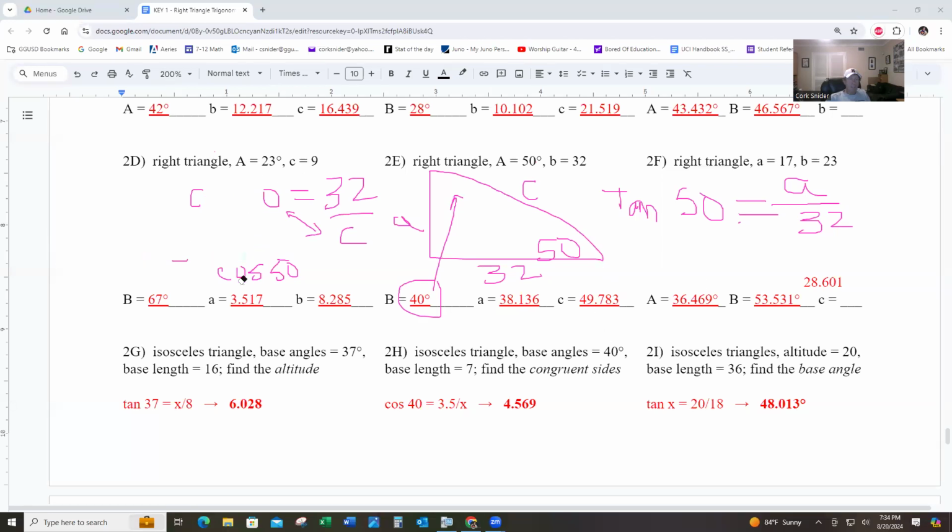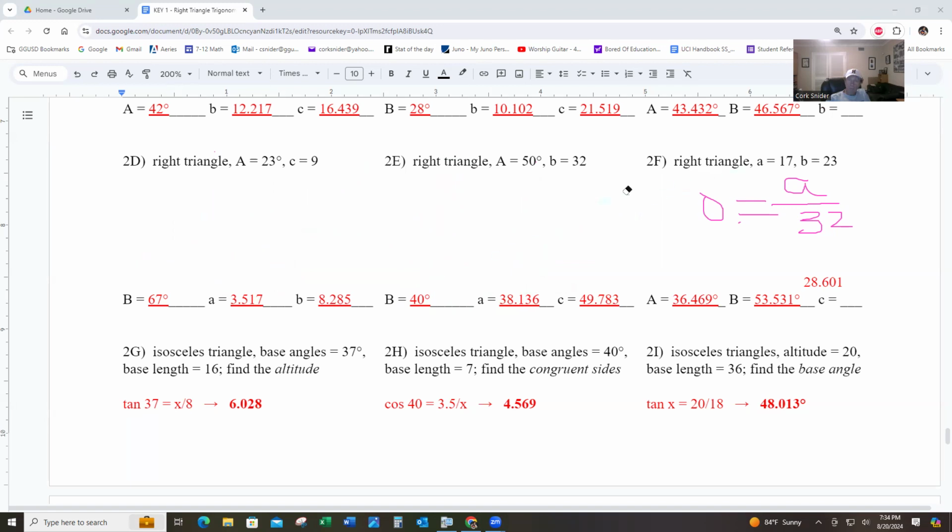All right, so let's try the next one, which is item 2F. We got a right triangle. I started this before and then I aborted it. Sorry about that. I went out of order. A is 17, B is 23. And we got C right here. You could use the Pythagorean theorem. I'm not going to. Let's start with this angle right here, which is angle A.